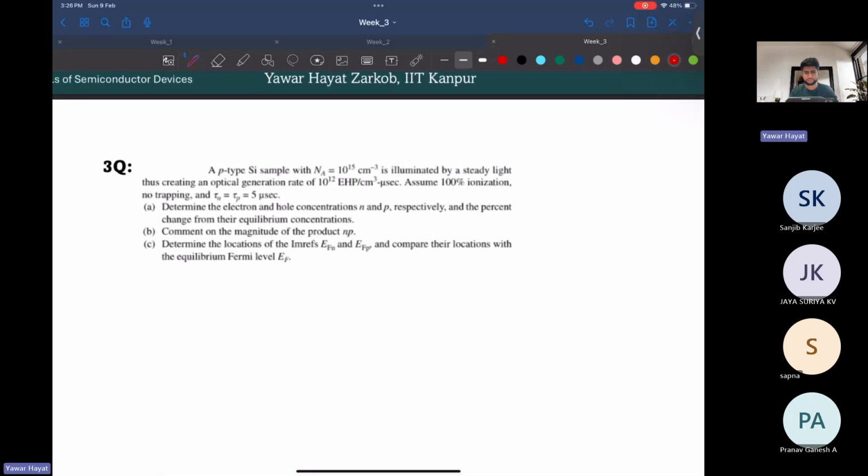Now let's take up a more involved question, which is as follows. Your p-type silicon sample with doping Na equal to 10 to the power 15 per centimeter cube is illuminated by steady light, and thus it creates an optical generation rate of 10 to the power 12 EHP per centimeter cube per millisecond. Assume 100% ionization. There is no trapping, and tau n and tau p are 5 microseconds. You need to determine the electron and hole concentrations respectively, and the percent change from their equilibrium concentrations.